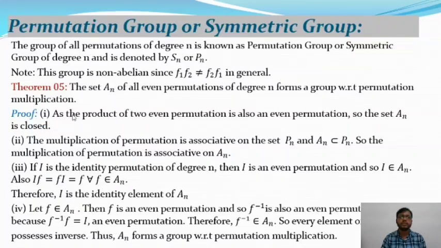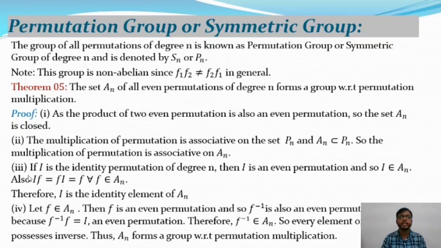Okay. So after that we will discuss the associative property. That means the multiplication of permutations is associative on the permutation group Pn, and An is a subset of Pn. So the multiplication of permutations is associative as well on An. Okay, so therefore An with respect to multiplication is associative. Now move on to the third condition.